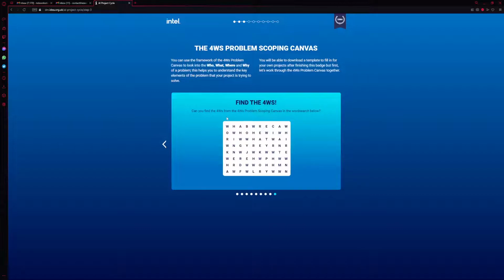Now find the 4Ws. Can you find the 4Ws from the 4Ws problem scoping canvas in the word search below? So we've got to find the 4Ws. So, problem scoping canvas. Let's have a look at that. What is it we're looking for? What is it we are actually working on?